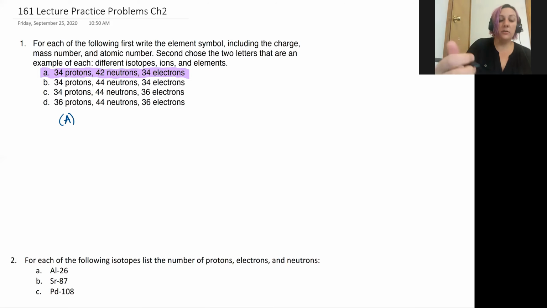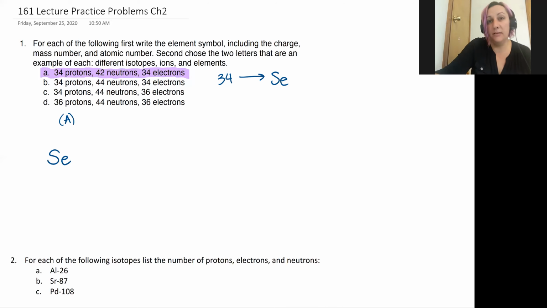So what I'm going to do is go look on the periodic table for the atomic number 34 and see which element it actually describes. And it's going to be selenium. So I'm going to start by putting an Se for my element symbol. And my atomic number is the number of protons, and that goes on the bottom for my element symbol. So it'll come down here in the lower left-hand corner.